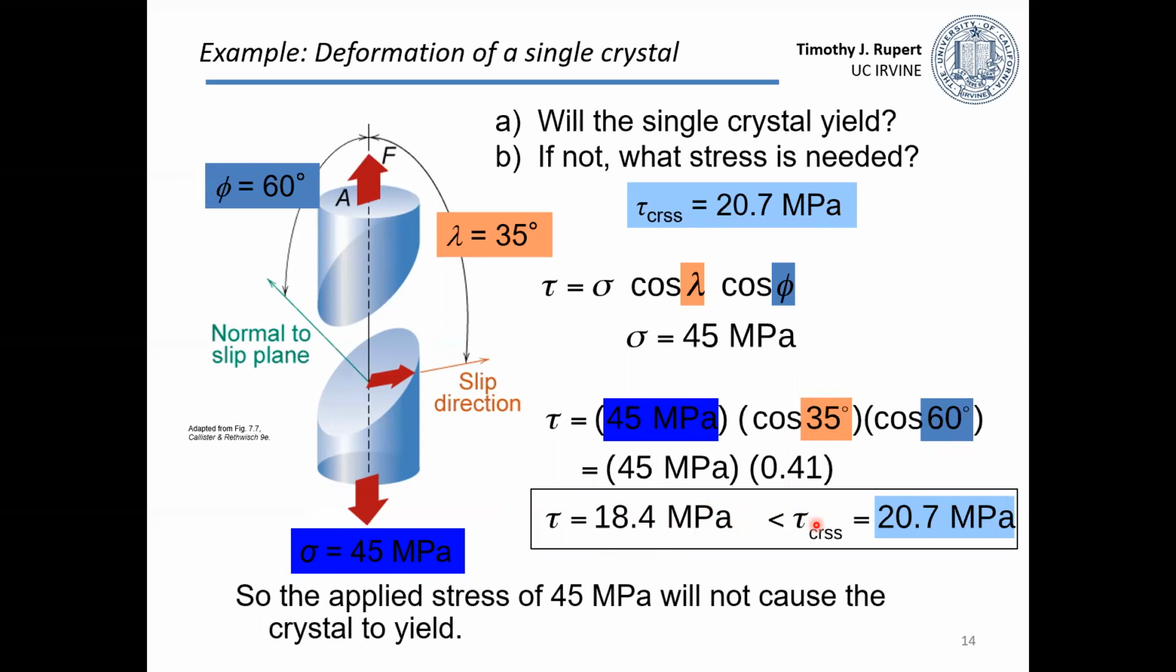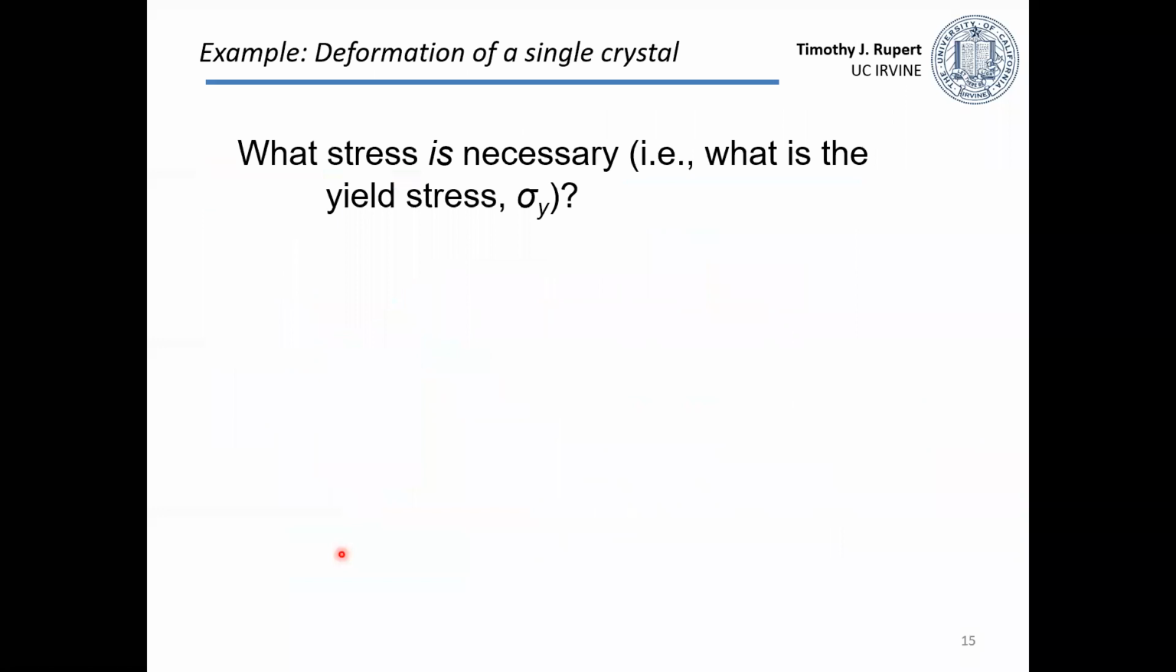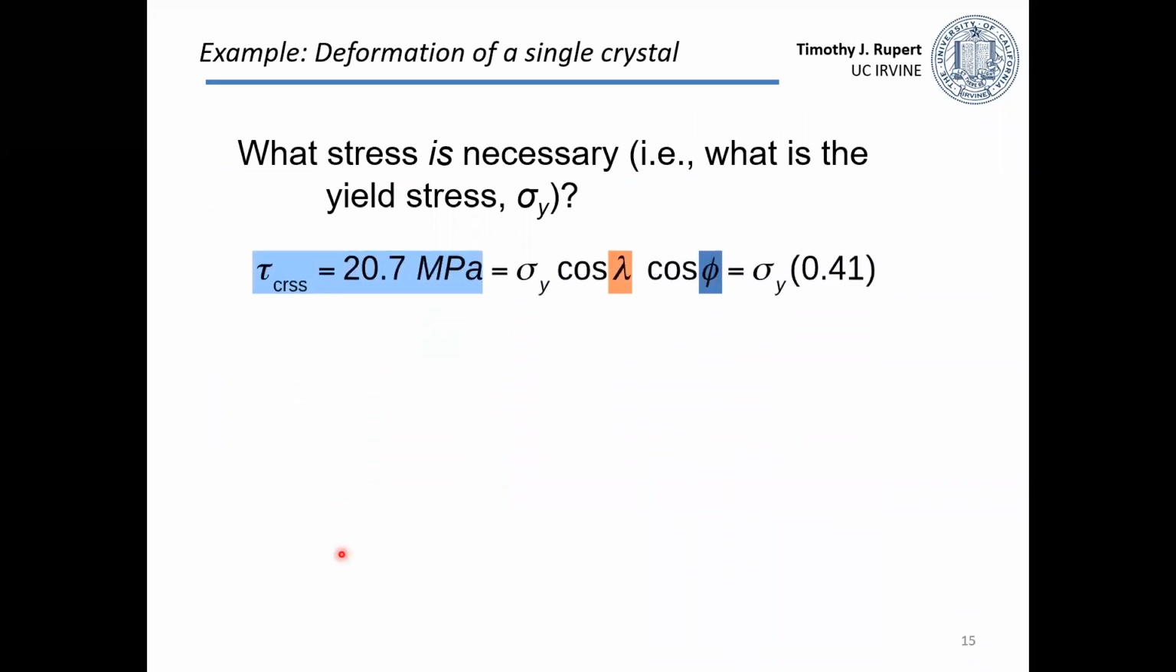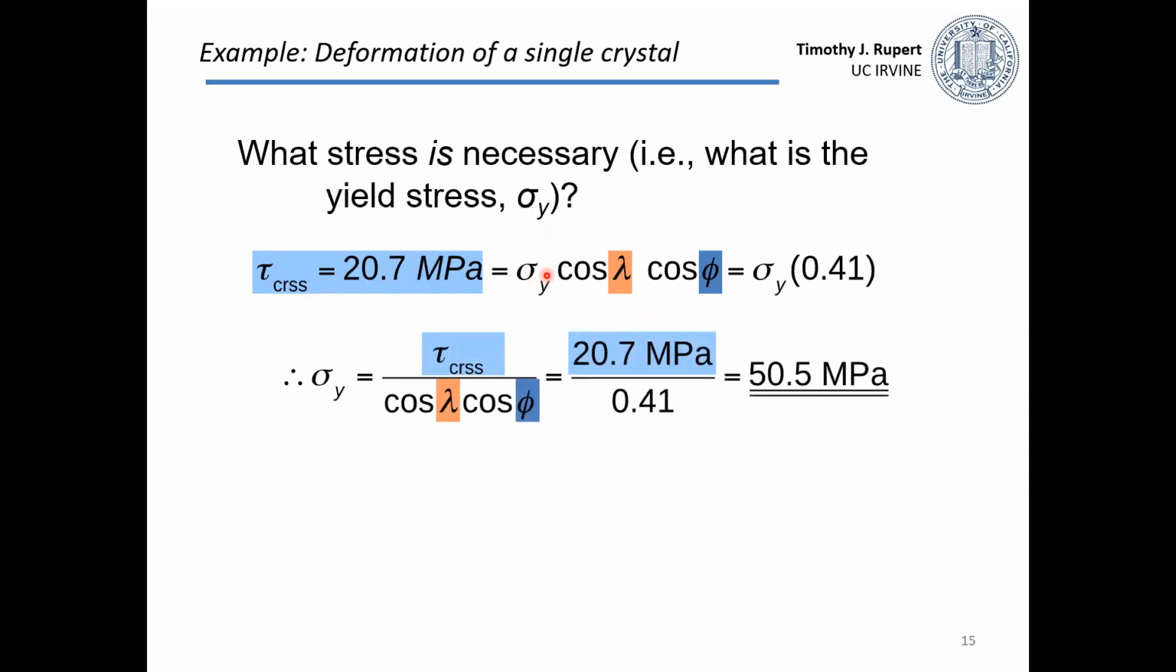Okay. Now, since our sample didn't yield, we can go into the second part of that question. What applied stress sigma is needed to get the sample to yield? We can change that analysis a little bit. We're going to keep those angles the same, so the geometry of our sample hasn't changed. But instead, we enter the critical resolved shear stress on the left side of the equation and solve for the value of sigma. So what's the yield stress of the sample in this orientation? We'll flip this around and find that if we apply a stress of 50.5 megapascals, our sample will yield.